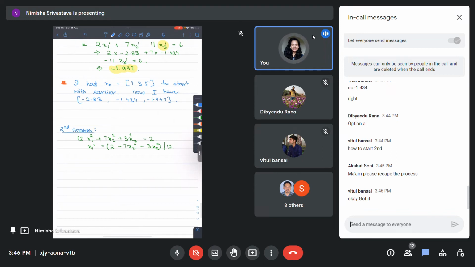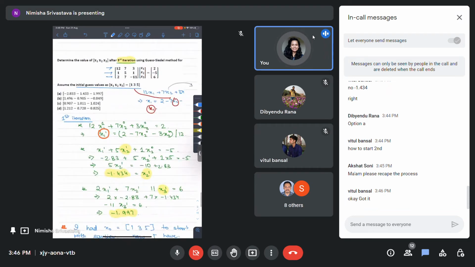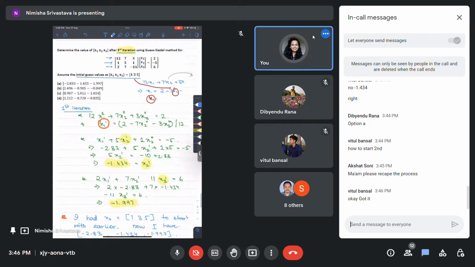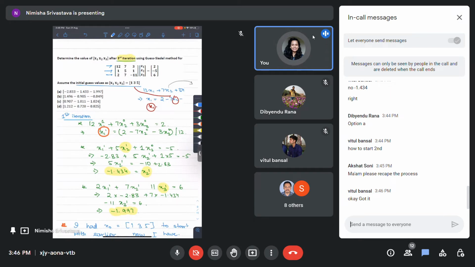Fine. So basically, what happened is that we tried to write whatever matrices we have over here, which is a 3 cross 3 matrix, as a matrix equation. We wrote them down in terms of the constituent linear equations, and then we said that we have the x1, x2, and x3 values at time step 0. How do we have that? It's because it's given in the question: assume the initial guess values as x1, x2, x3 equal to 135. This is my x naught.